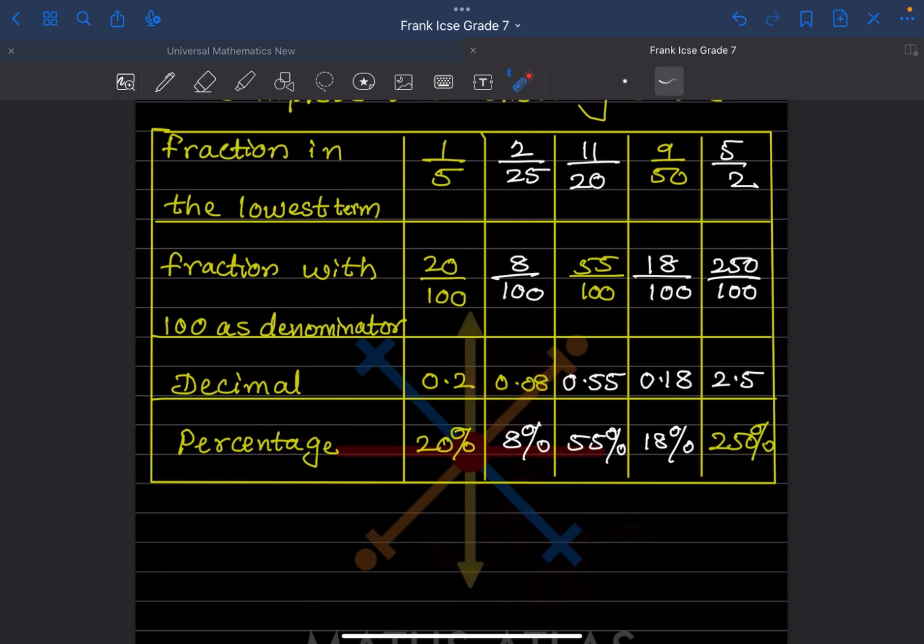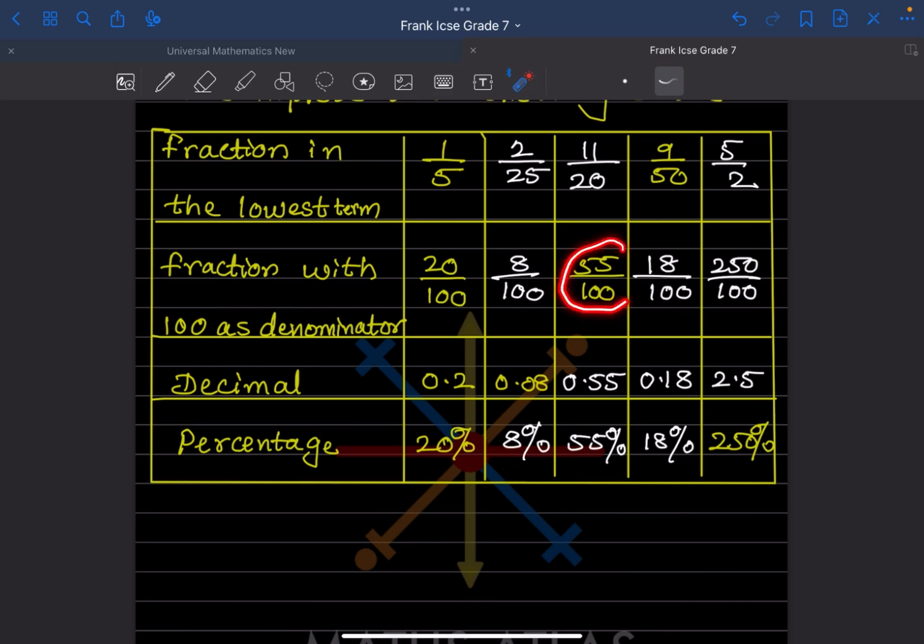And since here they have said fraction with 100 as denominator, now this 8 you are going to divide by 100. So when you divide this one, you get 0.08. And fraction in the lowest term. Fraction in the lowest term means this goes with 4 twos are 8 and 4 twenty-fives are 100. So that is going to be 2 by 25.